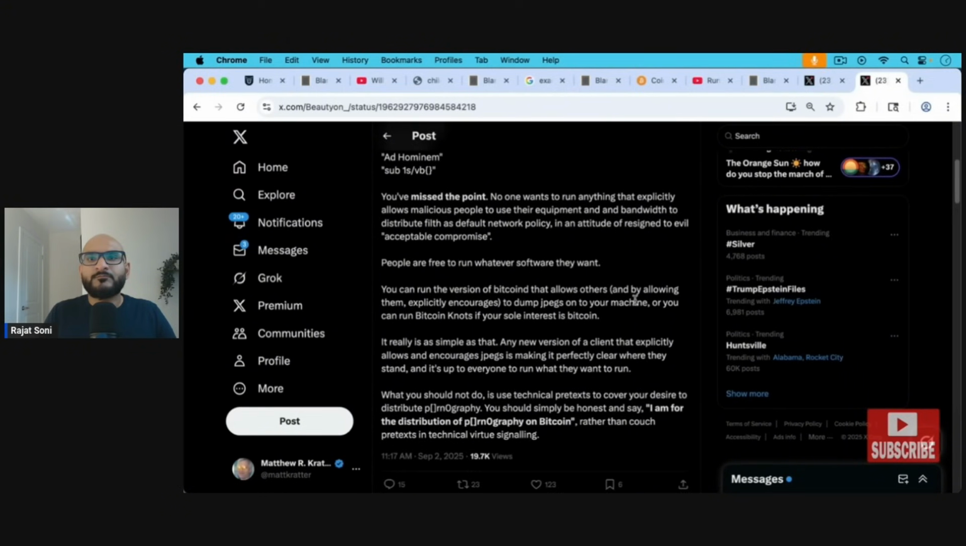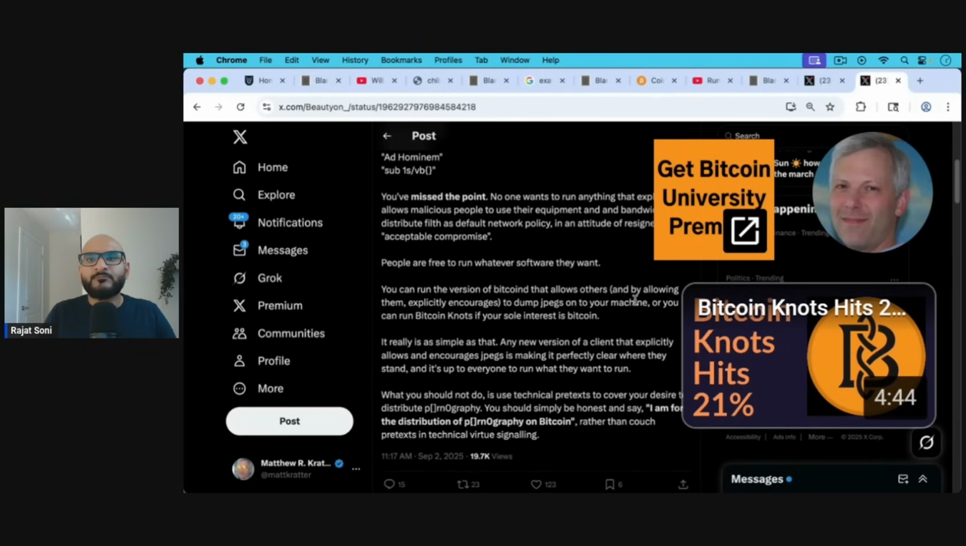What you should not do is use technical pretext to cover your desire to distribute CSAM or other forms of bad pictures. You should simply be honest and say, I am for the distribution of CSAM and other bad, nasty things on Bitcoin, rather than couch pretexts in technical virtue signaling. I think that this is a lot more serious than people think. This could lead to all of your wealth being destroyed if people no longer want to use Bitcoin.